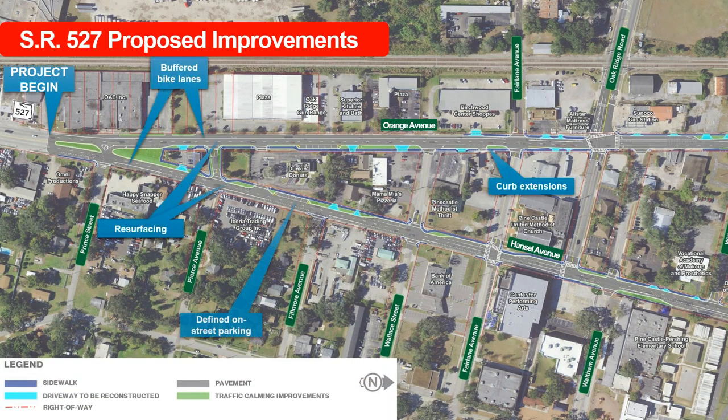Now let's take a drive along this portion of the corridor to view the improvements proposed for the project. We will begin at the south end of the project, which is at Prince Street on the left side of your screen. The roadway will be resurfaced to provide 7-foot-wide buffered bike lanes. Curb extensions will be constructed to better define on-street parking areas, to improve roadway aesthetics, and provide general traffic calming throughout the corridor. Sidewalk and curb ramps along the corridor will be reconstructed to meet the guidelines and standards of the Americans with Disabilities Act.